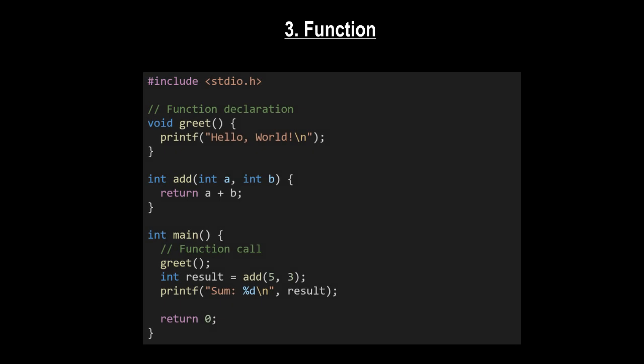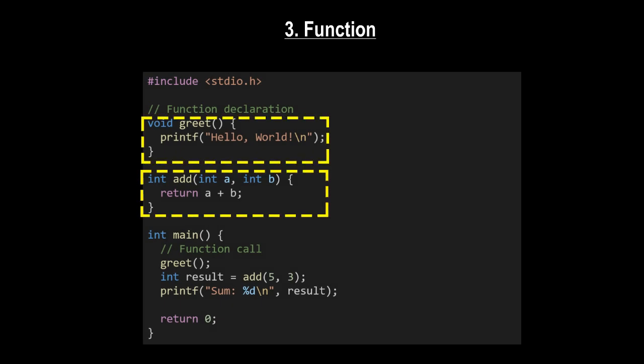Functions help us organize our code into reusable blocks. Let's see how to define and call functions in C. We defined a greet function that prints a message and an add function that returns the sum of two numbers. We then call these functions in main.